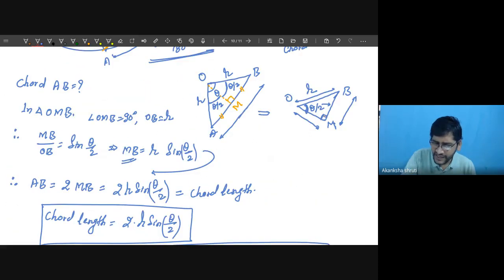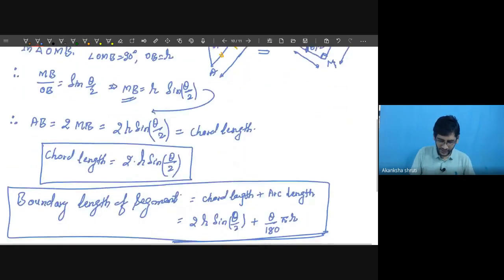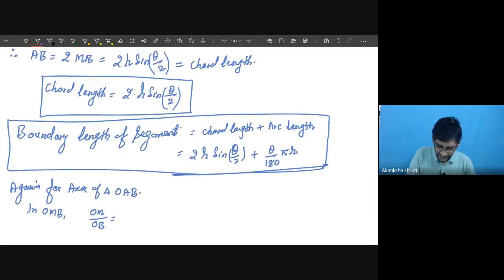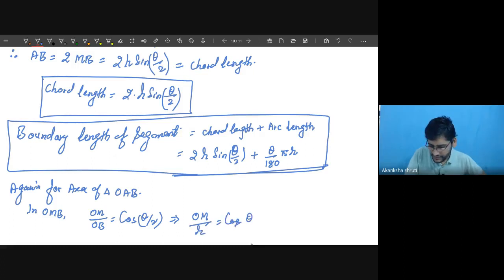It is a right angle triangle. The angle is touching the side OM, what we are considering. So this OM will act as the base, and OB is the hypotenuse, because the right angle is opposite to this hypotenuse. So this is our OM base by hypotenuse. This is like cos of the angle, which is now theta by 2. This we need to keep in mind. So OM by R is equal to cos of theta by 2.